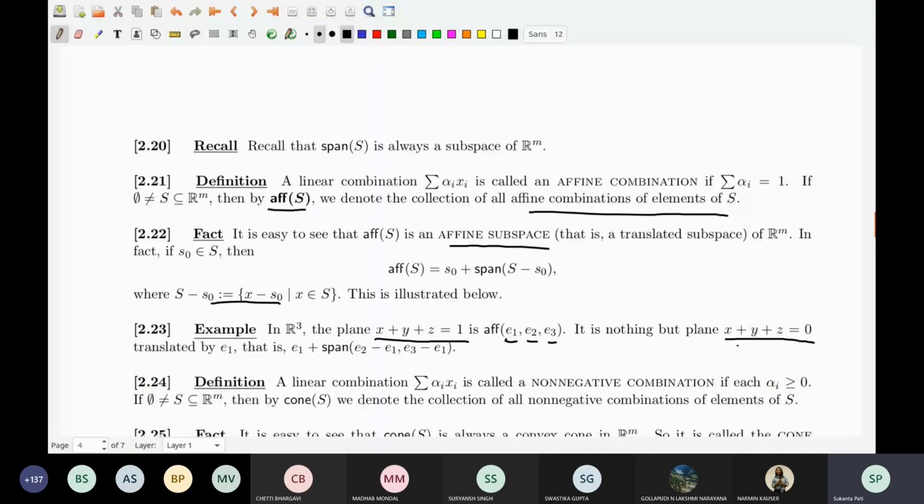So therefore, this plane x plus y plus z equal to 1 is actually equal to e1 translated, e1 plus span of e2 minus e1 and e3 minus e1. If you take these two vectors, e2 minus e1 and e3 minus e1, and then take their span, you will be getting this plane. And then if you translate this whole plane by the vector e1, then you will get this plane.